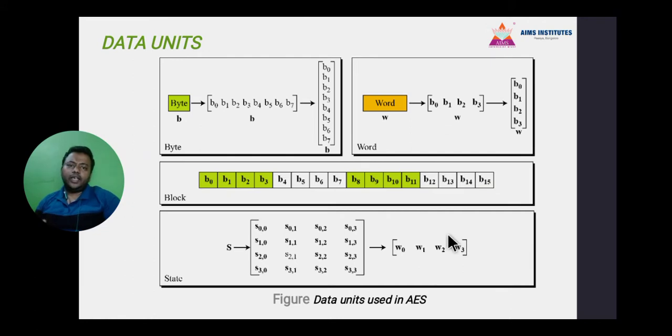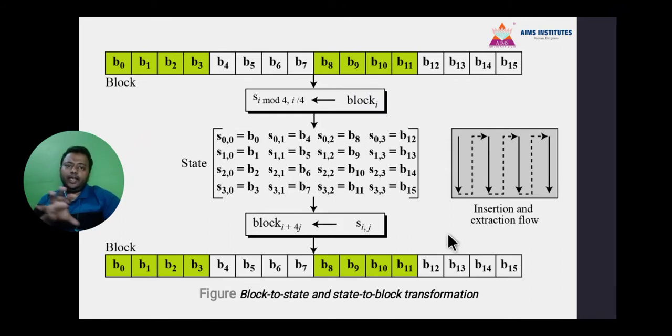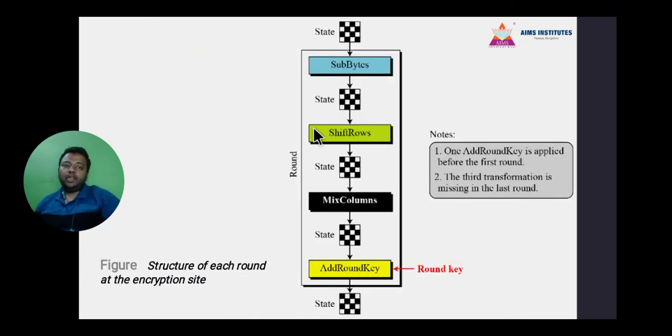This is how the data units, or the block of data, are converted into a matrix format, because AES is completely based on the matrix format, and all the transformations we will be talking about are based on this matrix. This is the type of block of data, and it can be shown in this way, where B0 comes here, then B1, B2, B3, and then the next chunk in the next column. It will be formed in this way, either of them. This shows the block to state and state to block transformation. So when I am talking about one round of AES, it looks something like this, where one state is there.